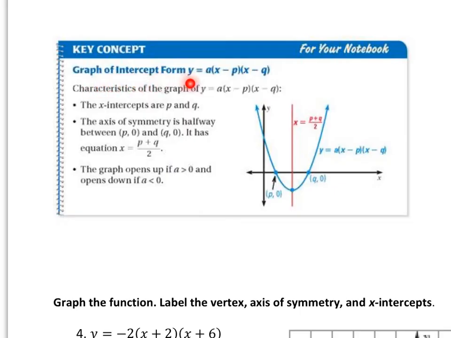Graph of intercept form. So it's y equals a times (x minus p) times (x minus q). The x-intercepts are p and q, and the axis of symmetry is halfway between p and q. Okay? So, it says the graph opens up if a is greater than 0 and opens down if a is less than 0. So again, a is positive, opens up; a is negative, opens down. So let's take a look at some examples.